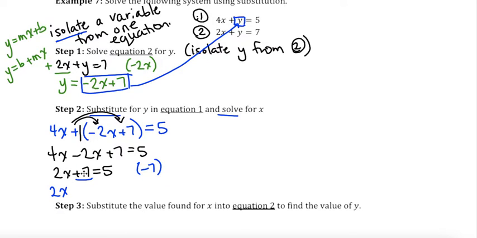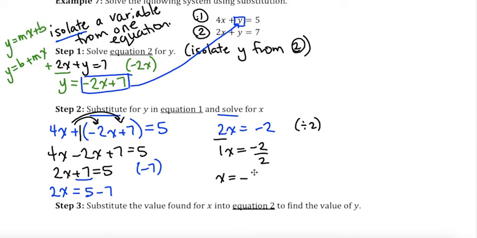So starting with 2x, 7 take away 7 is 0, so it's gone from the left-hand side, and that's equal to 5 take away 7. Continuing over here, I have 2x is equal to 5 minus 7 is negative 2. And now I want to get rid of my coefficient. The opposite of multiplying by 2 is dividing by 2, and I have to divide both sides by 2. 2 divided by 2 is 1, or 1x. And negative 2 divided by 2. X is equal to negative 2 divided by 2, which is negative 1.